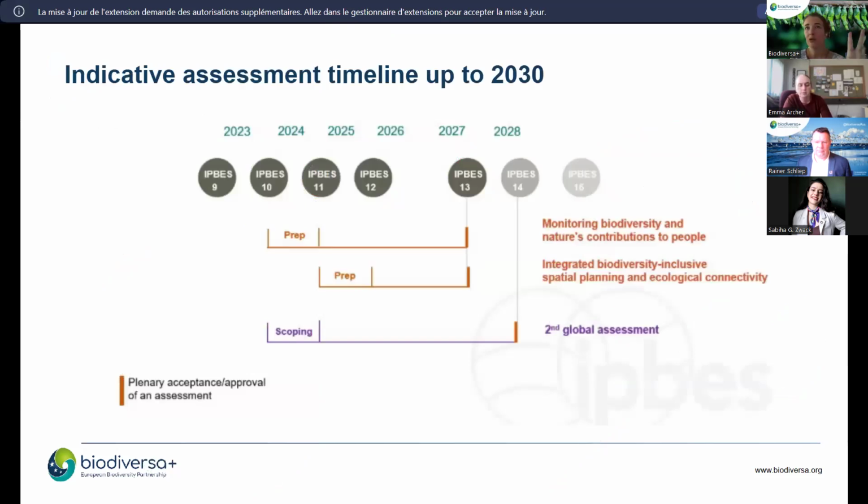And where we are now, just so you know, in case you're interested: the second global assessment is here, so we are in the middle of it. It is planned to be approved in 2028, and there were recently 2 other external reviews, whereas the monitoring one was last year, and there's still the one on spatial planning and ecological connectivity that is open until the end of the month, if you're interested.